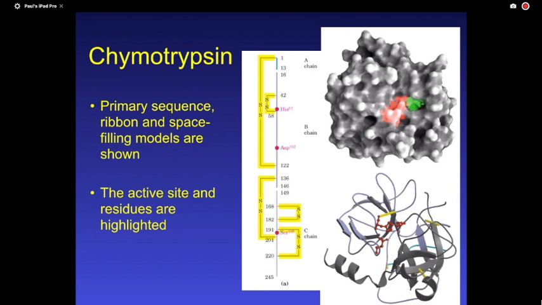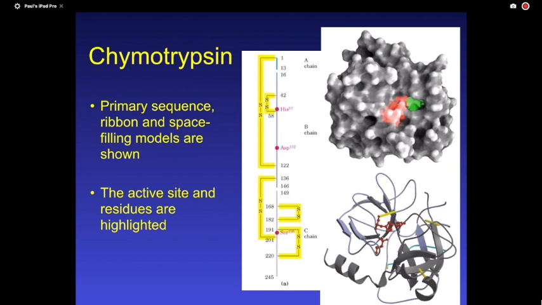Look at the primary sequence. Tell me something that you see in the primary sequence. What do those little numbers mean? What does that 1 mean? Great, first amino acid. What does that 245 mean? It's the 245th amino acid, right? I think I said it wrong, but it's 245th.